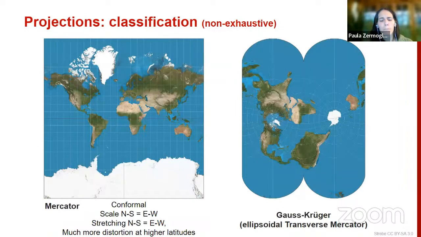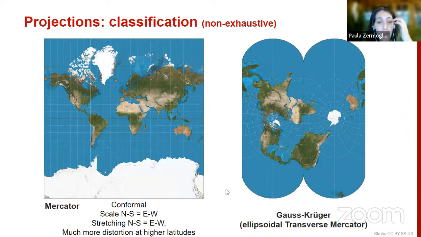Two of the most used projections are the Mercator and the Gauss-Kruger, which is a transverse Mercator. Mercator is conformal, that means it keeps the shape. And so it has a series of characteristics: the scale north-south and east-west is the same, that is, the stretching on the map is the same north-south and east-west, and it has much more distortion at higher latitudes, that is, at the poles.